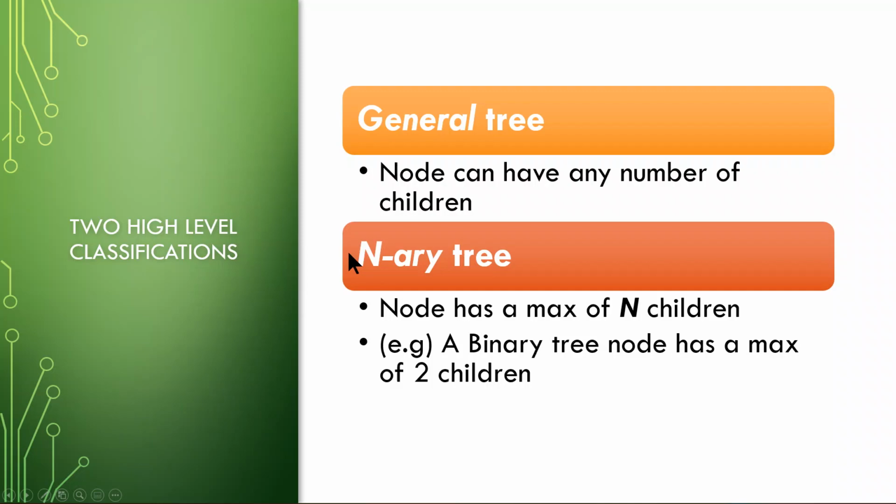Or you have an n-ary tree, where n is just representing some number, being the specific number of children a node can have. So this means for an n-ary tree, a node has a maximum of n children. So it can have from 0 up to that number. So e.g. a binary tree node has a max of 2. So this is a 2-ary tree. So a binary tree has a maximum of 2 children per node.